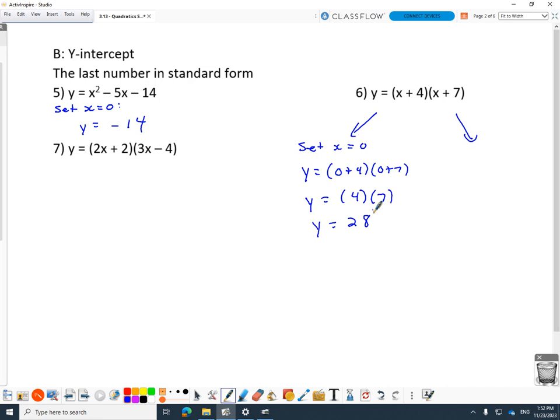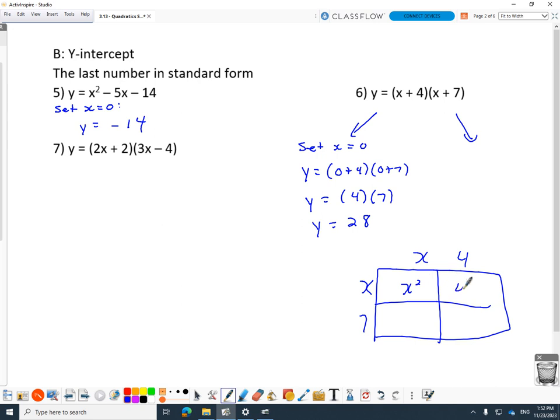If you don't like that, you can do your expanding using box method. So down here, here's another box method coming up. Or window, sometimes it's called. And you expand it out like we did yesterday. And you get y equals x squared plus 11x plus 28. And after you're done expanding, it should be easy to pick off the y-intercept. It's this one right here, right? After I set x equals 0, I get y equals 28.